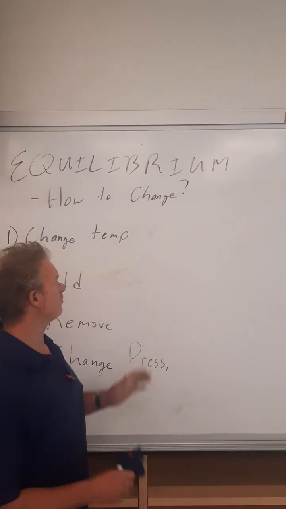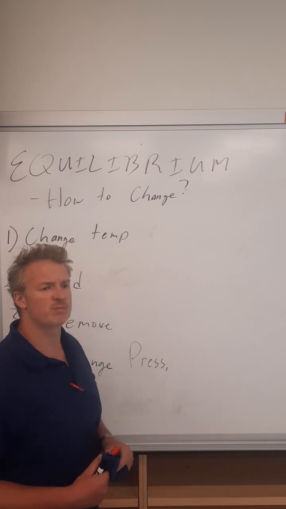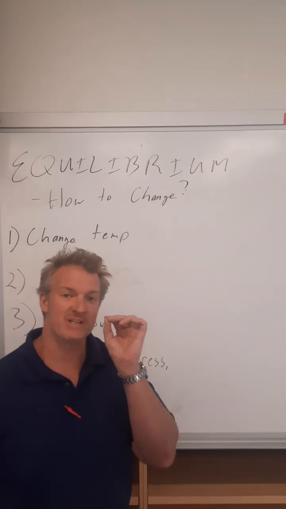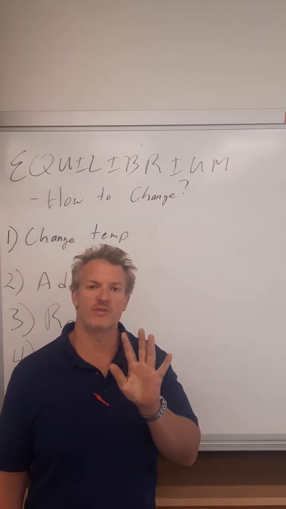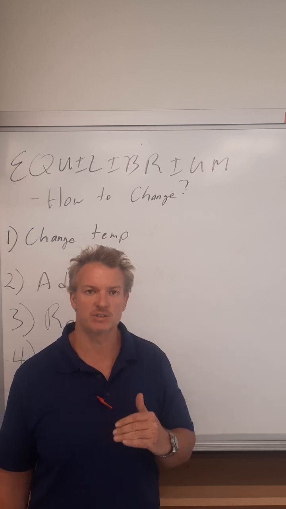And I want to focus really on the changing of the temperature, because that seems to be the one that trips people up the most here. When a reaction is at equilibrium and we attempt to stress it, there are four things the chemists do, and in levels of increasing difficulty, this is what we do.